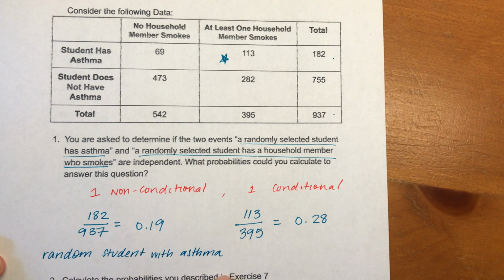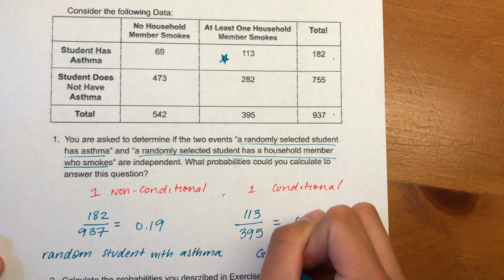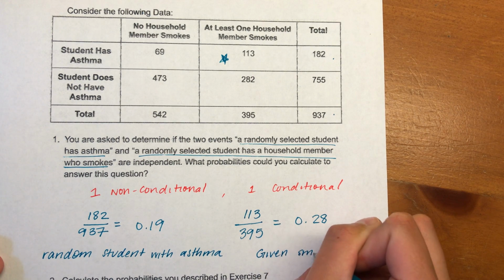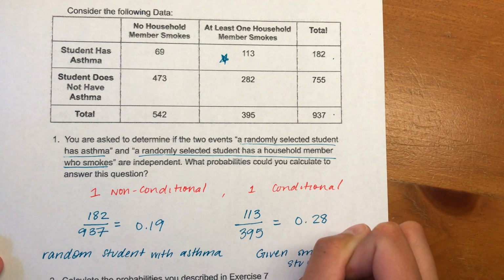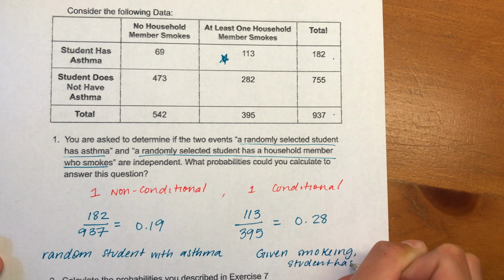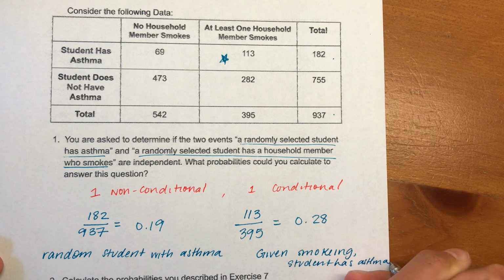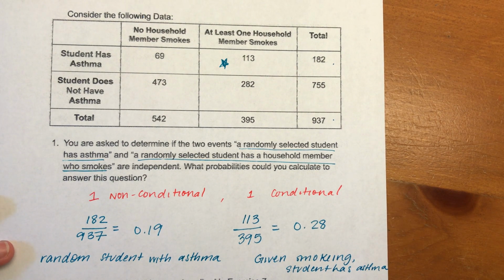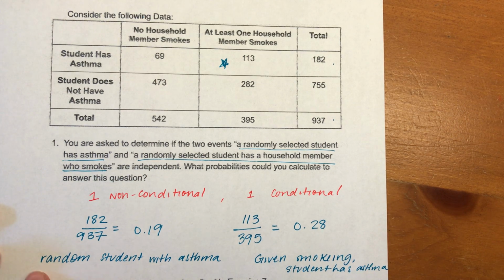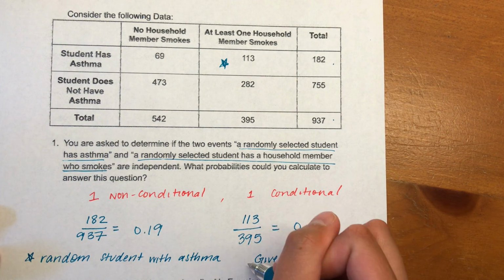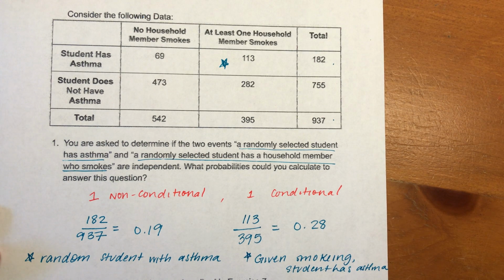That's the probability that a randomly selected student has asthma. That's our first one. Our second probability is, given smoking in the house, does the student have asthma? So if I were to use these two probabilities, I could answer this question: the probability that a randomly selected student has asthma, and given smoking, that a student has asthma.